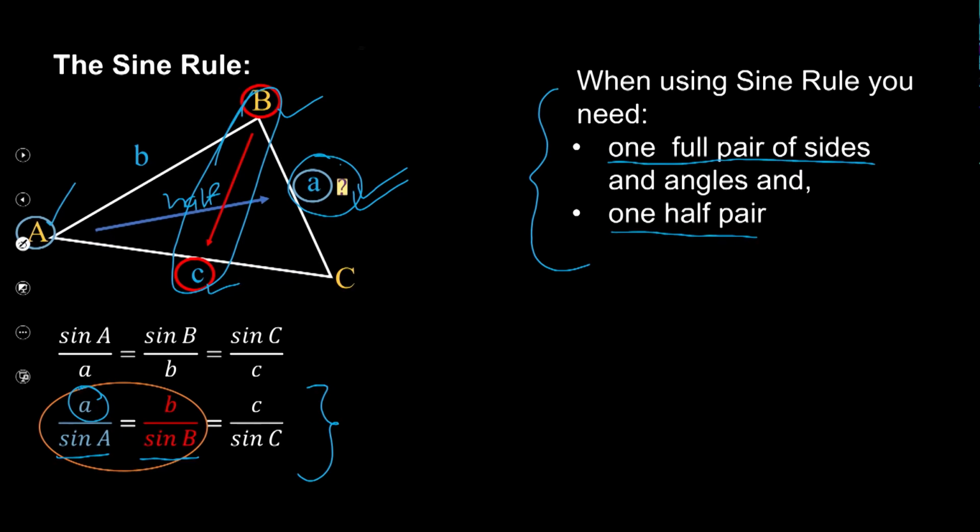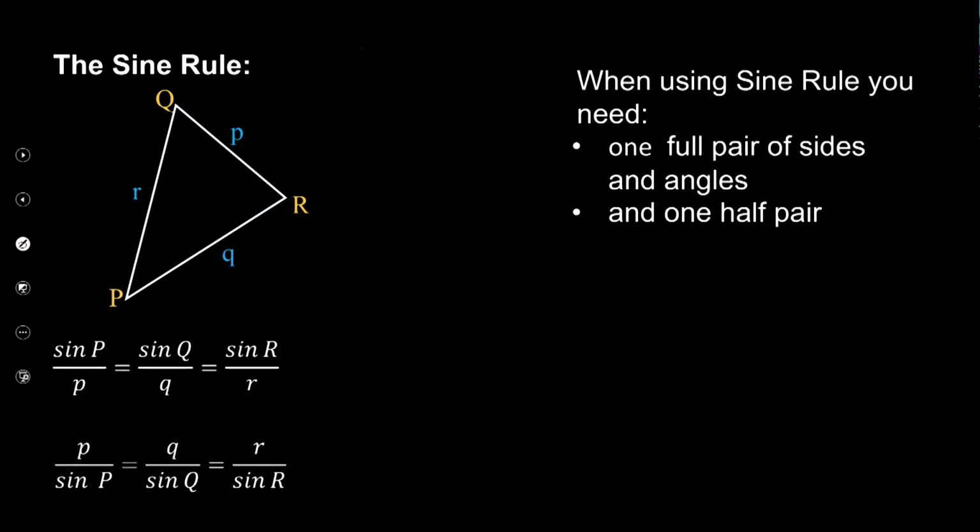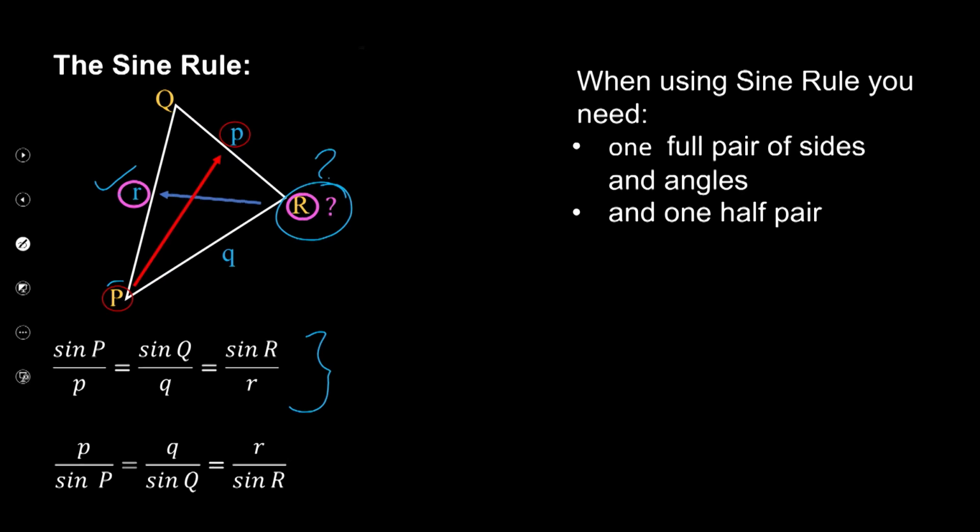Let's try one more. Okay. In this diagram PQR, they want us to find R. So if they want us to find angle R, we must be given the half pair across it. We must be given side R. And the other pair that is given here is P and little p. So we need to find, this is the angle we need to find. We need to find angle. So because we're looking for angles, it means we're going to use this version of the sine rule where the angles are in the numerator.